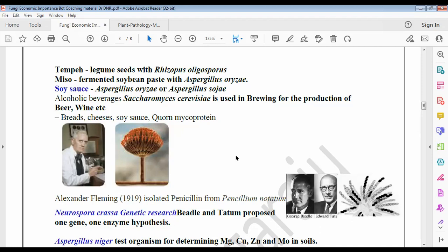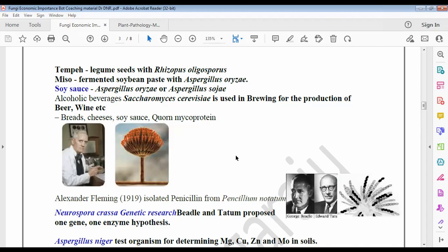You know Aspergillus is the laboratory weed. Which one is the laboratory weed? That question is also raised so many times. Aspergillus. But in Fleming's laboratory, it was totally occupied by Penicillium, the blue mold. That caused the discovery of the wonder drug penicillin.